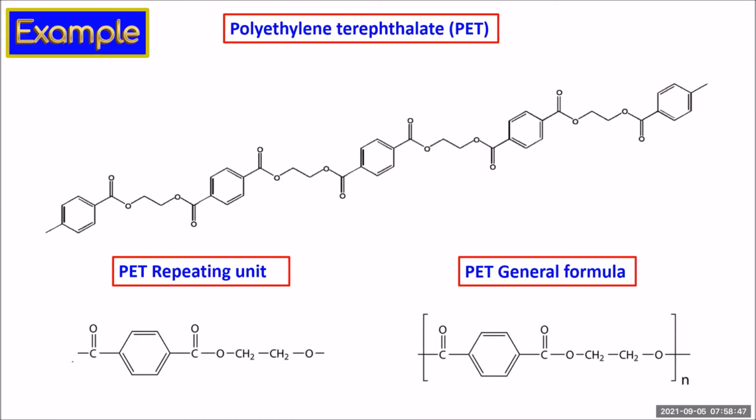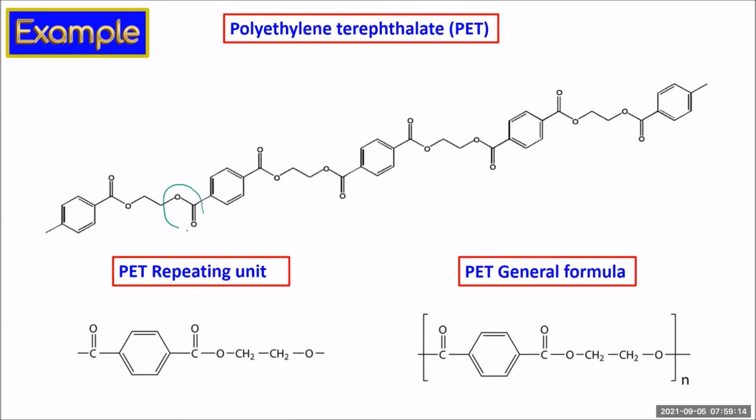This is very, very tedious. If we need to write this out every time, this huge structure, it's extremely tedious. So the way we actually describe a polymer structure is with a general formula. And that general formula involves what we call the repeating unit of the polymer. Now, the repeating unit can be found by simply finding an ester group.